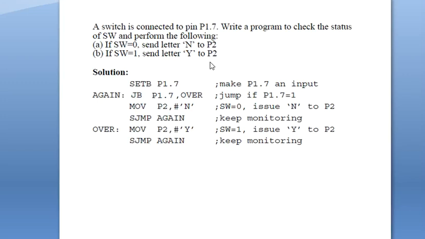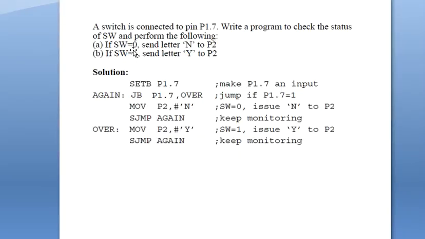Hello everyone. So next part is about the examples of the third model, and we are going to see the next example. Here in this case, a switch is connected to pin P1.7. Write a program to check the status of the switch and perform the following. Send letter N when switch is 0 and send letter Y when switch is 1.